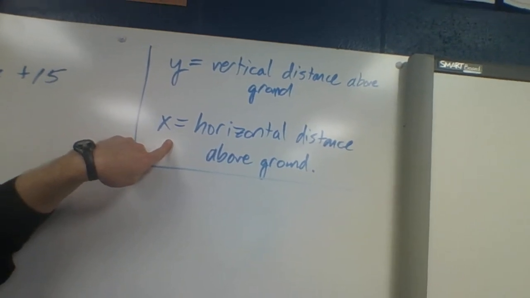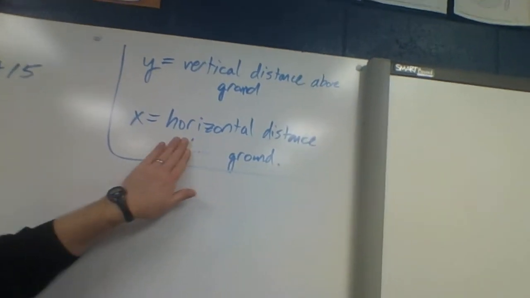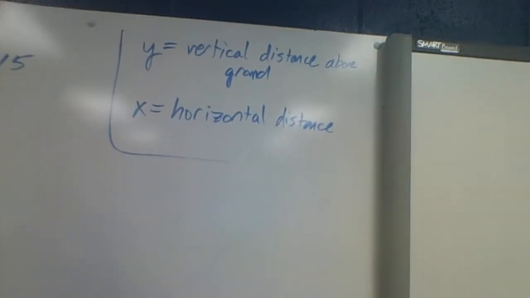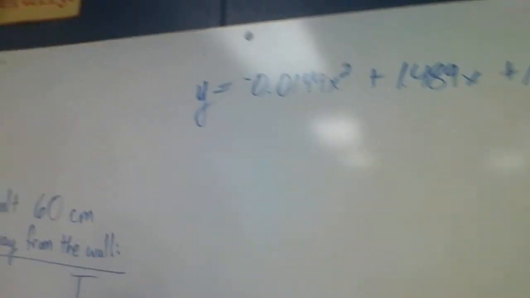X is the horizontal distance, not above the ground. The horizontal distance from where we start to where it lands, okay? And there's our function again.